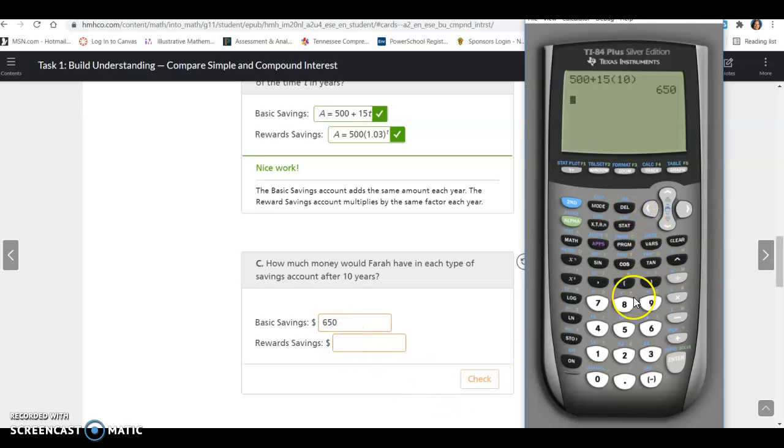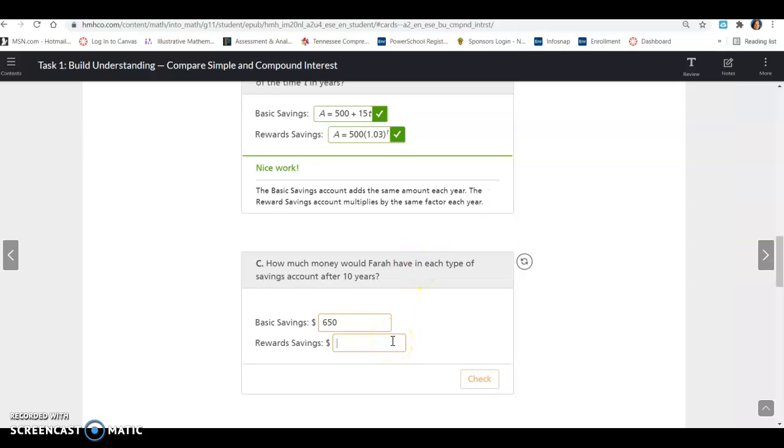All right, so for the other account, we're going to do 500 times 1.03. And this is exponential, so it's raised to 10 years. All right, and then hit enter. And this account's going to give us $671.96.